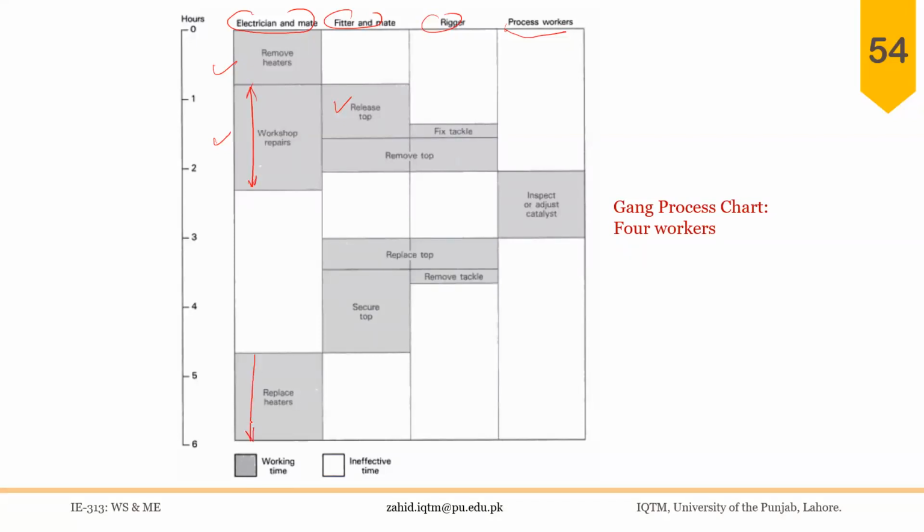Now you can very easily see that for this one complete cycle, the rigger is relatively free. He has a lot of free time. Same is true about process workers. So we should think why he is free, why he is not doing anything, or how we can utilize him. But as a whole, electrician is much busier and fitter is much busier as compared to rigger and process workers.